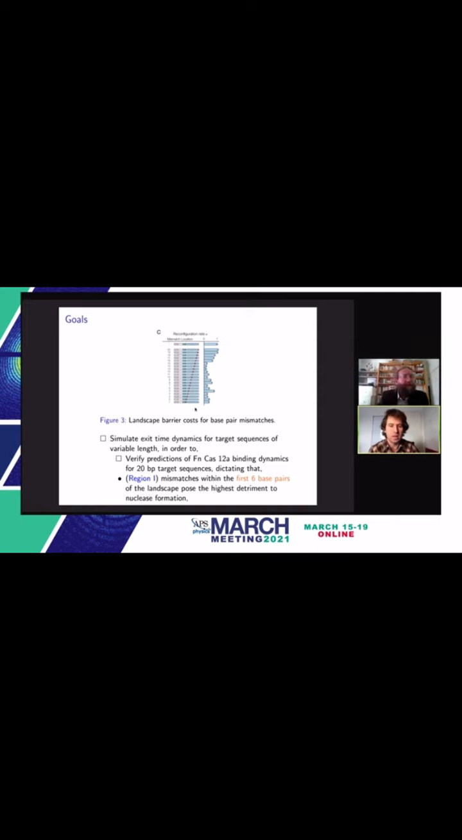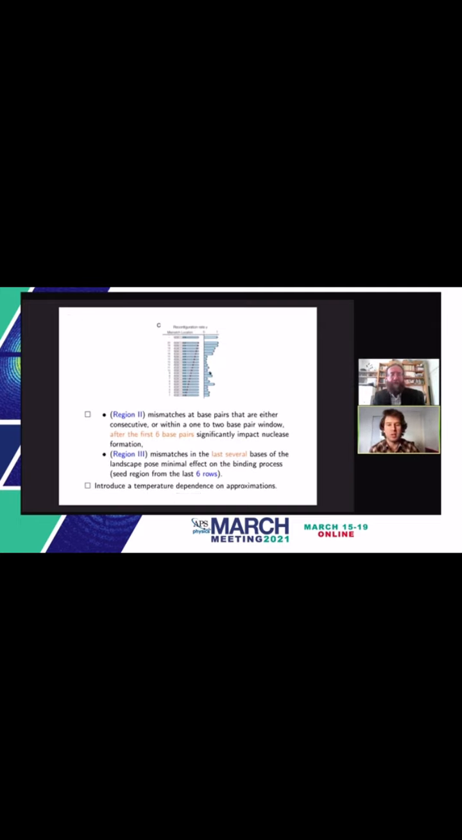Besides one of the broader goals of simulating the exit time dynamics for the target sequences, we want to verify specific predictions that we have for Cas12a. As we can see in this first region, within the first 6 base pairs, when a base pair mismatch happens, this drastically affects the reconfiguration rate. While in region 2, we can look at base pair mismatches for the remaining parts of the sequence before the last 6 base pairs, in which there is still an effect, but it's not as significant. Region 3 poses very little impact on the formation of this stably bound complex.